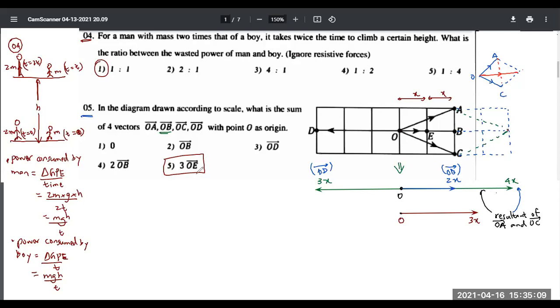So the technique is, first of all, you need to find the resultant of OA and OC using the parallelogram theorem. It will have 1, 2, 3, 4 boxes. And then the already existing vectors are there: OB 2 boxes, OD 3 boxes. So towards right, we have a resultant of 6 boxes. Towards left, you have 3 boxes. Therefore, the final answer is 3x towards right. And x can be represented by OE, because OE represents 1 box. So the only possible answer is the 5th one.